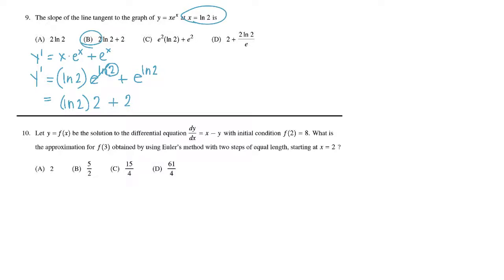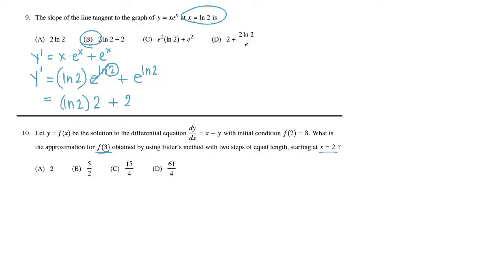Our next problem, we have to do Euler's method with 2 steps. But here's the thing, we're starting at f at 3, sorry for the screen shake. We're starting at f at 3, but we have to go all the way over to 2. So we're going to be going backwards with this one. So this one was a little tricky.